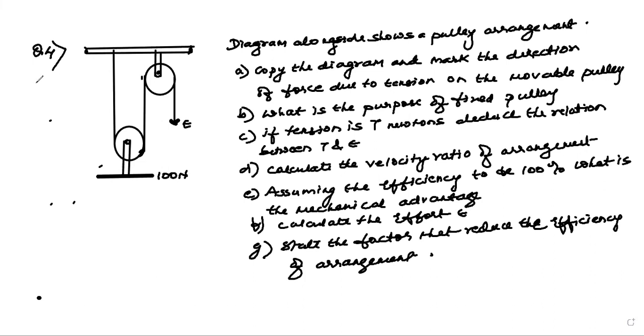Now, this is question number 4, a very simple one, children. The diagram alongside shows the pulley arrangement. Can you see this? I'm going to use this also for the solution. I'm not going to draw it once again, children. I want to use the same diagram for the solution also. Copy the diagram and mark the direction of force due to tension on the mobile pulleys.